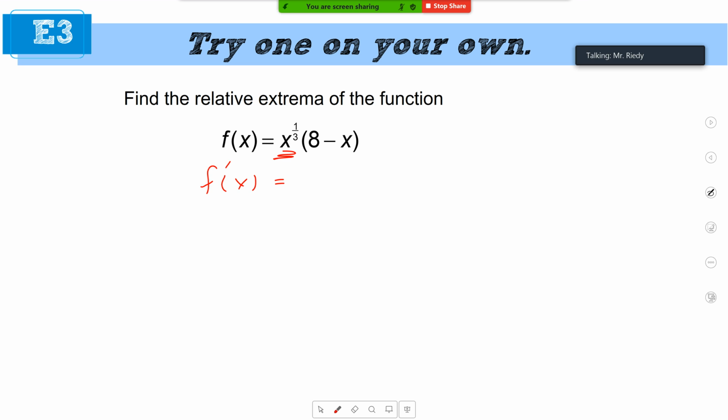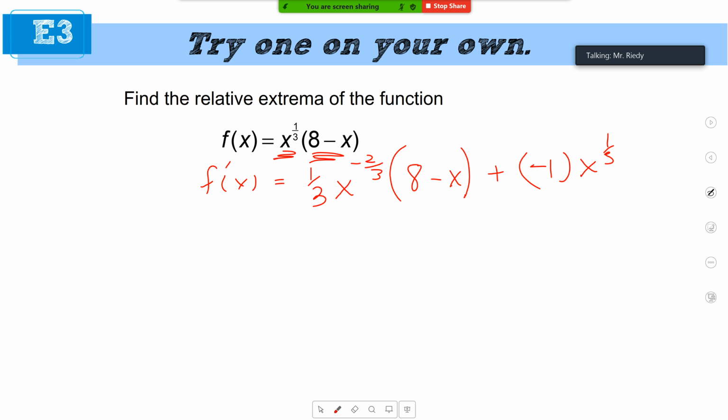Okay. This is a product rule, yes? So 1/3 x to the -2/3 times 8 minus x, plus -1 times x to the 1/3. Be careful with your parentheses. Everybody good? You agree with me on that?